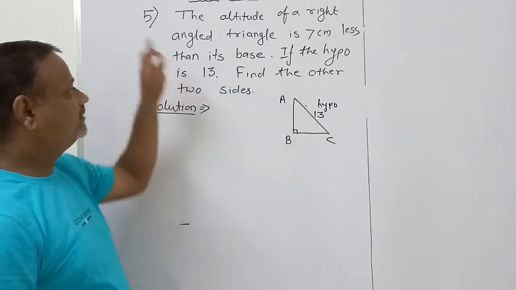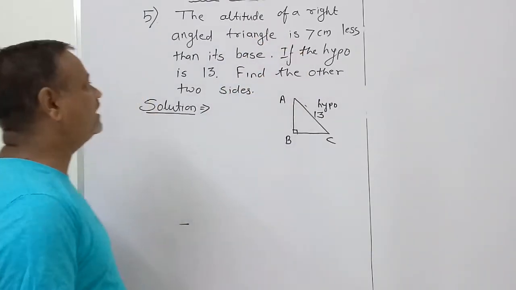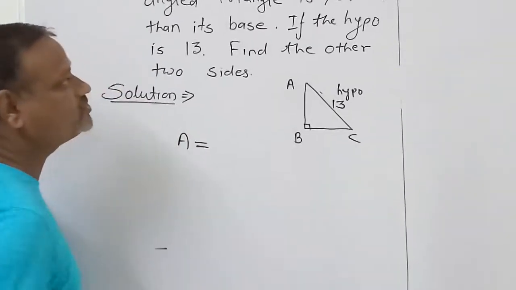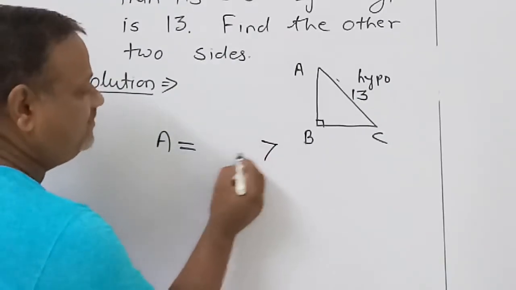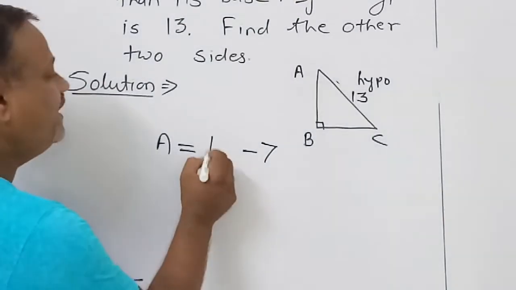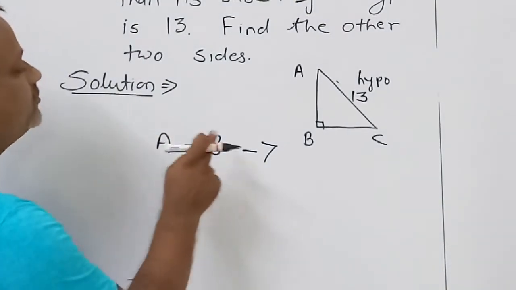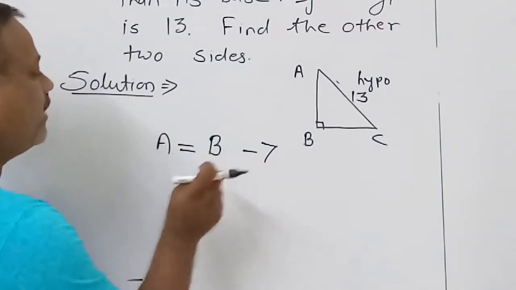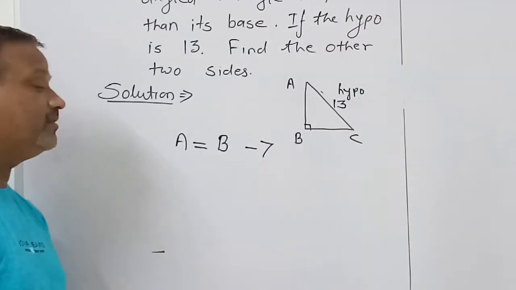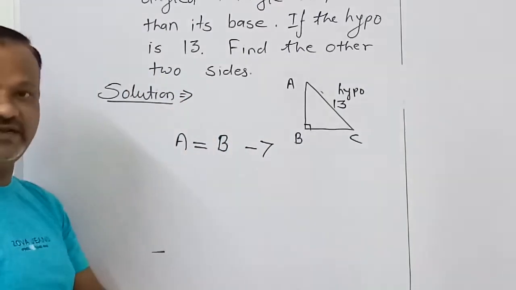What is given? The altitude of the right angle triangle is 7 centimeters less than the base. Means altitude is 7 centimeters less, that is, it is less than the base. Got it? Means altitude is equal to base minus 7. So altitude depends upon the base, so as altitude depends upon the base, we consider the variable for the base only.